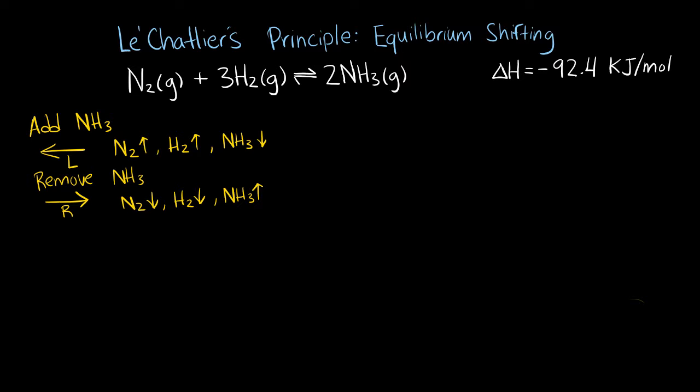Now, if you make a change that involves a reactant, say you add some H2, it'll shift toward the right. As a result, you'll get more NH3, and then the addition of H2 will cause the H2 to be consumed faster, causing its pressure or concentration to decrease along with that of N2.